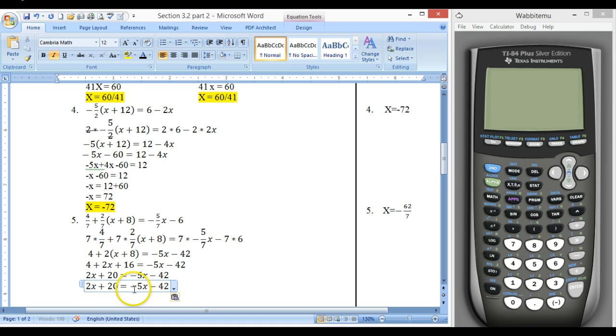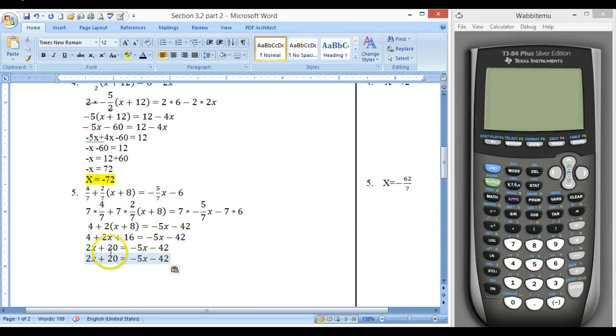A lot of people start figuring out that, like on this one, if we had brought the 5x over, it would have kept the x positive, and it would have saved us this last step. If you want to get to that point, that's fine. If you don't, just keep putting them on the left and it works the same way.